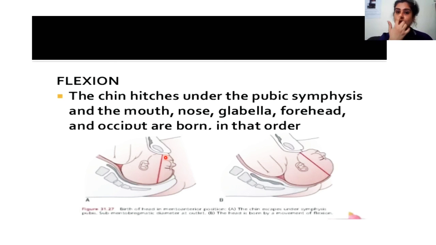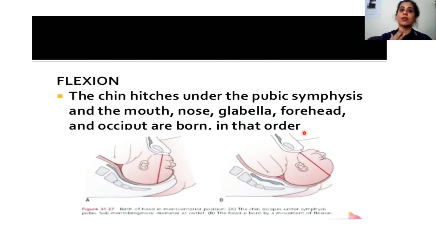The mouth, the nose, the glabella. This is the glabella, this is the forehead. The vertex and the occiput are born in this order. So the head will be born like this. This is again different from normal labor. In normal labor, the head is delivered by extension. The head comes like this. Whereas in face presentation, the head delivers by flexion. So these two points are different in normal labor and in face presentation.